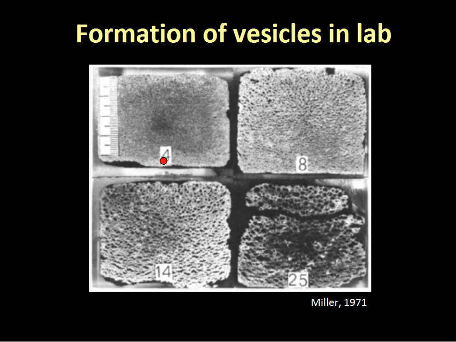This is after 4 wetting and drying cycles. You see just some very tiny pores starting to form at the surface. And then over 8 wetting and drying cycles, 14 and 25, you see the continuous growth of the vesicular pores.